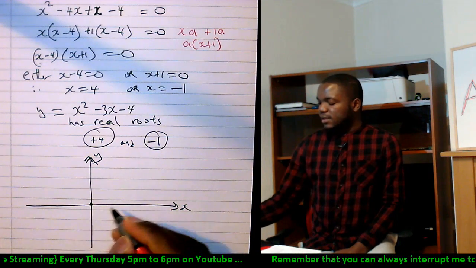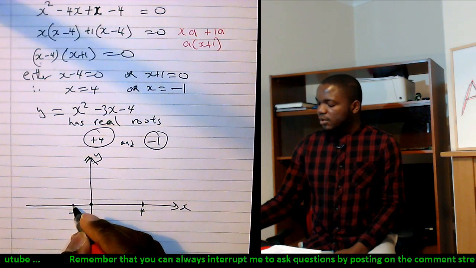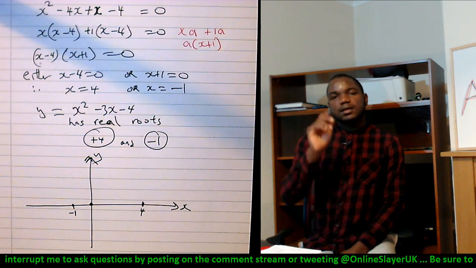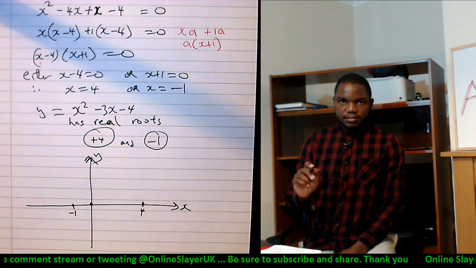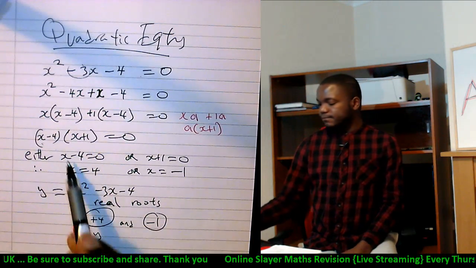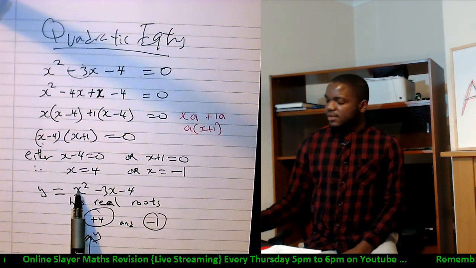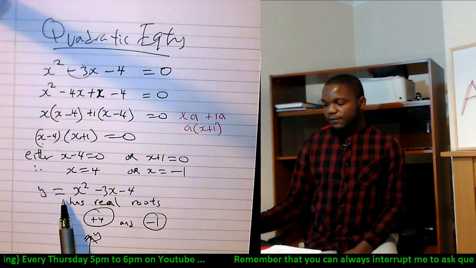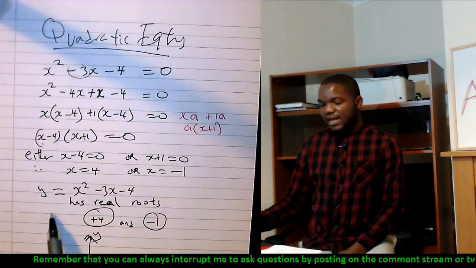Now, we know that if we are to plot this graph, it must pass through minus 1 and plus 4. How is the graph going to look? Is it going to be a U shape, or is it going to be an N shape? Well, all you need to look at is the coefficient of x squared. Y equals x squared minus 3x minus 4. Is this a positive coefficient or negative? If it's positive, then it's going to be a U shape. If it's negative, it's going to be an N shape.